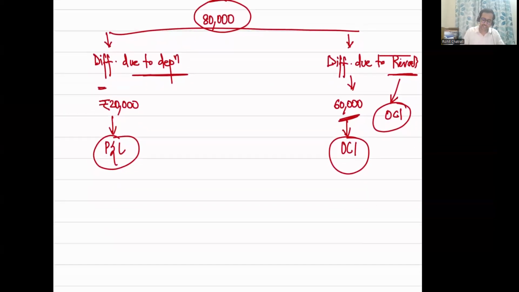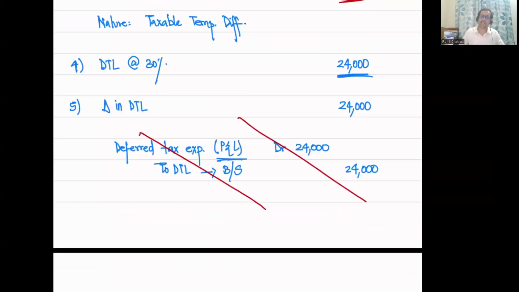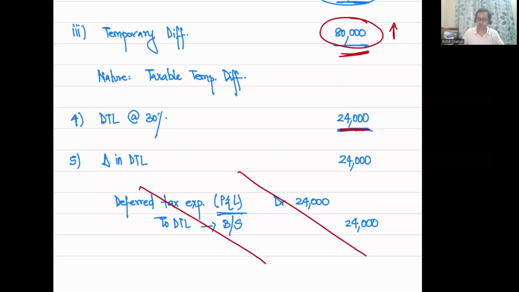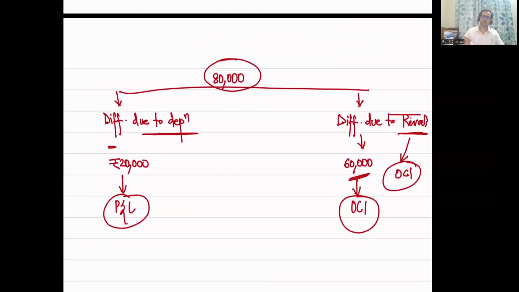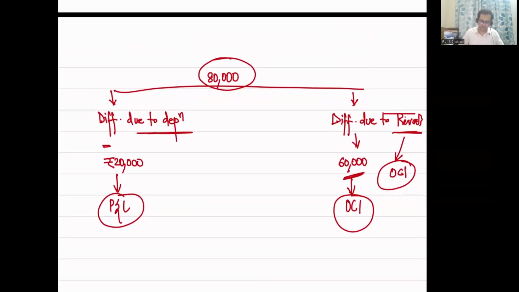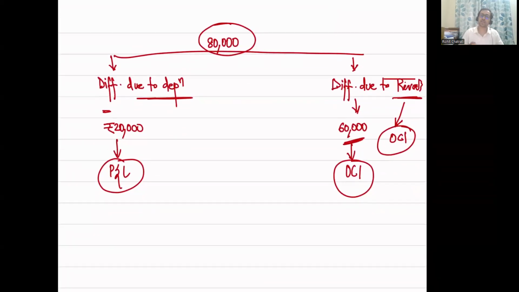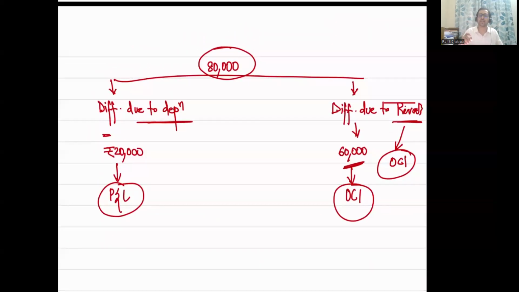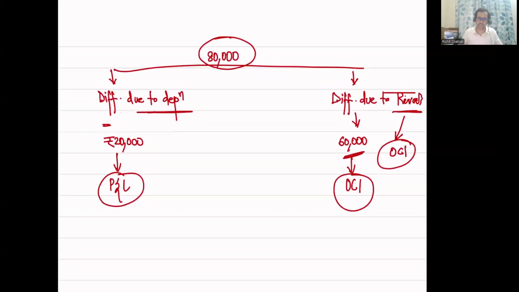If I actually split it, earlier what I did is I calculated a DTL of 24,000 directly by applying it on 80,000. Over here, what I'm doing is I'm splitting the 80,000 into two parts: 20,000, which has arisen on account of difference in depreciation, and the remaining 60,000, which has arisen on account of difference due to revaluation.